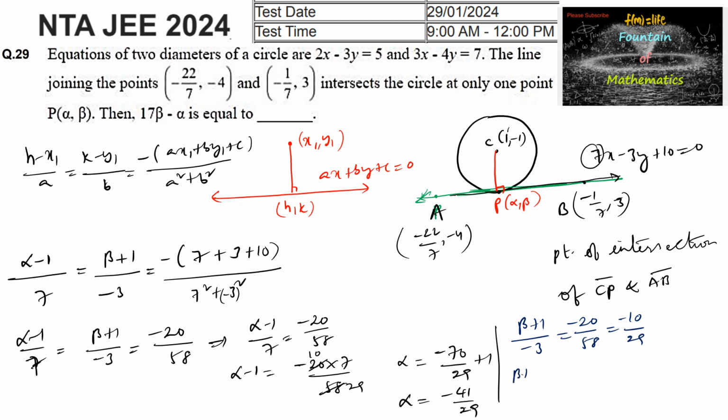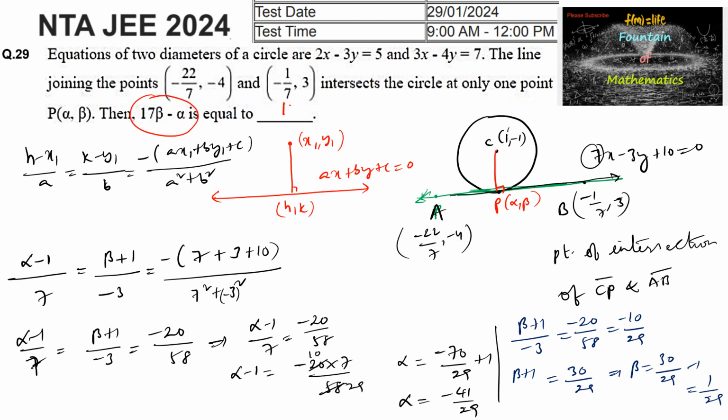So beta plus 1 is equal to 30 divided by 29. So beta is equal to 30 by 29 minus 1, that is 1 divided by 29. So the value of beta is 1 divided by 29, and the value of alpha is minus 41 by 29. And our question is about 17 times of beta minus alpha.